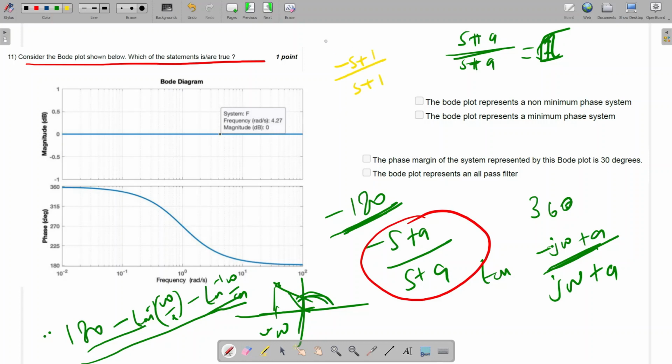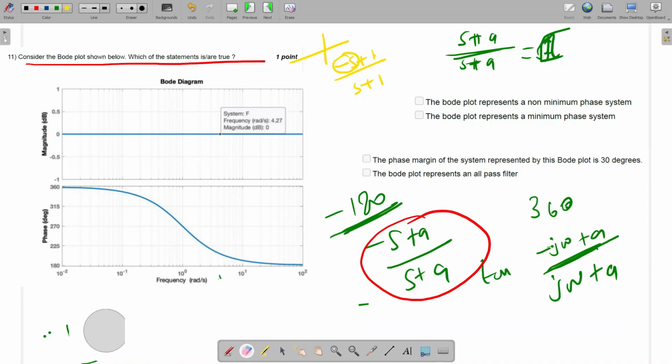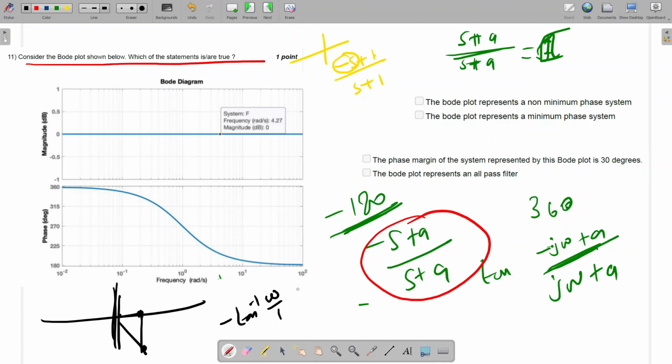So for minus s plus 1 divided by s plus 1, the angle will be for this one, minus s. Okay, I have made a mistake. See, here I have made a mistake. This is imaginary, and this is real. So, one second. The numerator will be 1 minus j omega, and the denominator 1 plus j omega. So minus tan inverse omega by 1 for the numerator, correct? And minus tan inverse omega by 1.